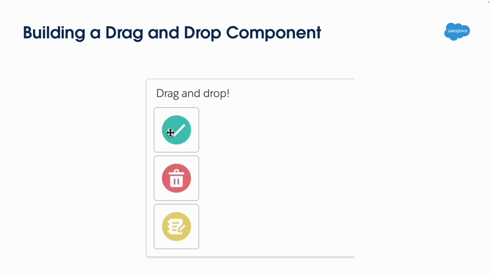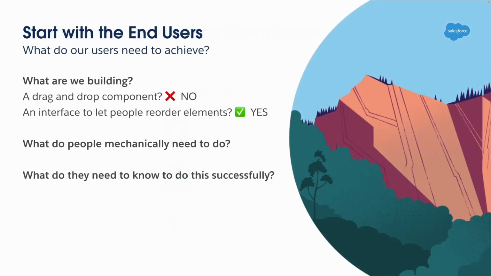Okay, so let's not let this be us. Let's take a step back and start with our end users. Think, what are we building? Are we building a drag and drop component? No, what we're actually building is an interface that lets people reorder our elements. So we think about what do they mechanically need to do? They need to be able to select an element.